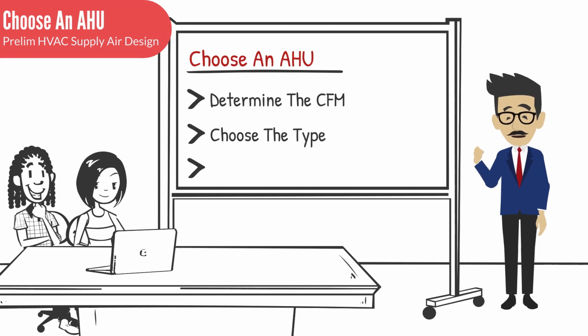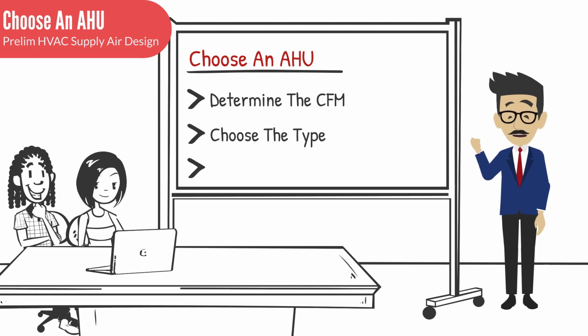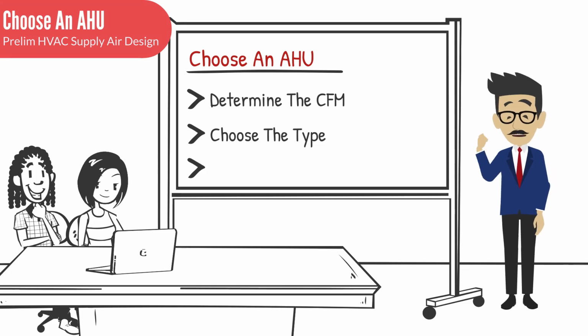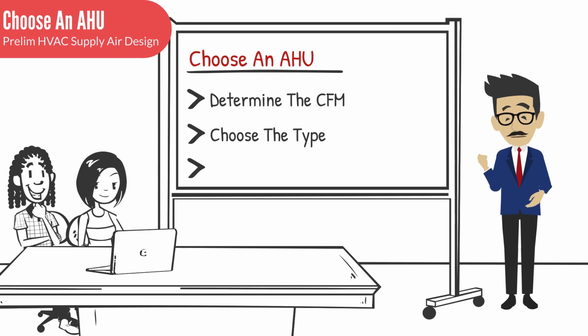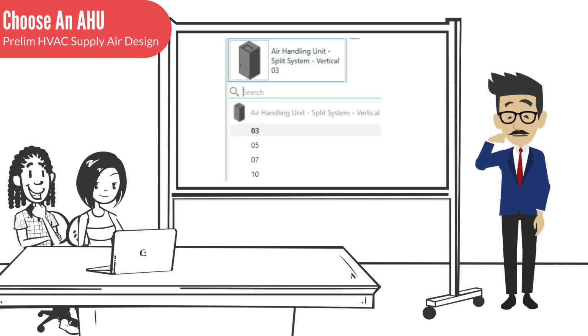Now that we know the CFM, we'll choose the type of AHU that we will use on this project. Although our Revit library has a lot of different ones, and in reality there were multiple types used on the real-world version of our project, we are going to choose a vertical split system type for simplicity. Here is what the selection looks like in Revit 2024.